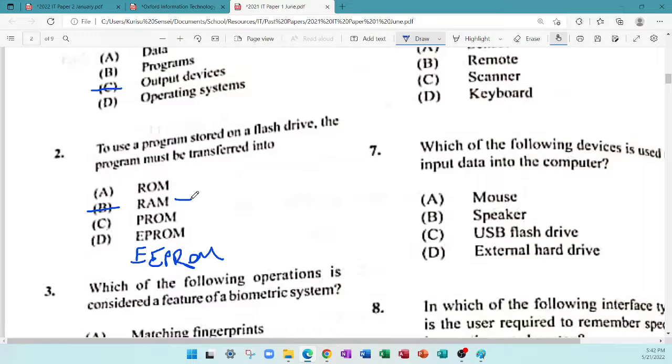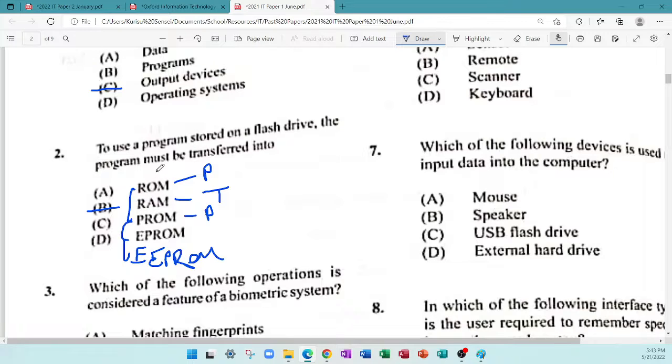RAM, temporary or permanent? Temporary. ROM, temporary or permanent? Permanent. PROM, temporary or permanent? Permanent. So ROM is basically PROM, PROM is basically ROM. These are basically the same thing.